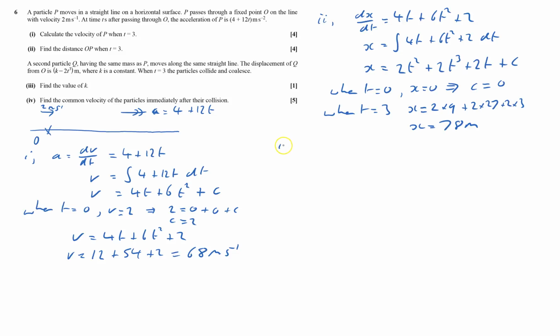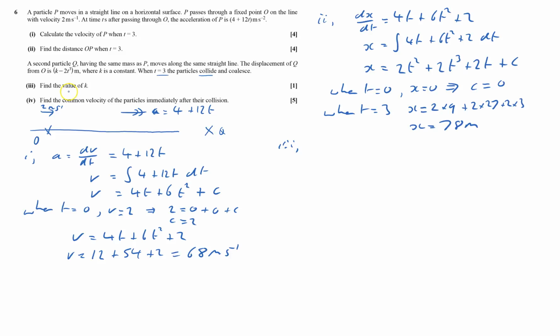Part 3. Okay, so second particle Q, having the same mass as P, moves along the same straight line. Displacement of Q from O is this. So when t is 0, it's k, so it's starting right over here. That's where Q starts. And we know that when t equals 3, the particles collide, so they must be exactly the same distance, and they coalesce.